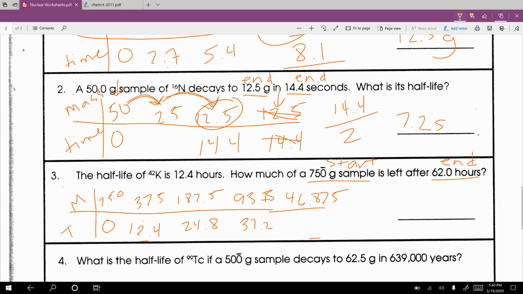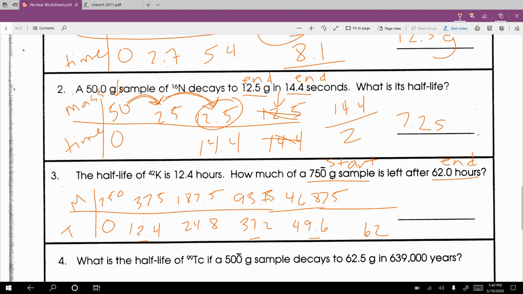I'm going to erase my 62 and just move it over here. This is why we do math in pencil. All right, so then 46.875. Actually, I'm just going to move that over even further. So just let me write down the 46.875. Then this is going to be 49.6, right? So 37.2 plus 12.4 is going to get us to 49.6. Are we at our end time of 62 hours? Nope, got to give myself a little bit more time.